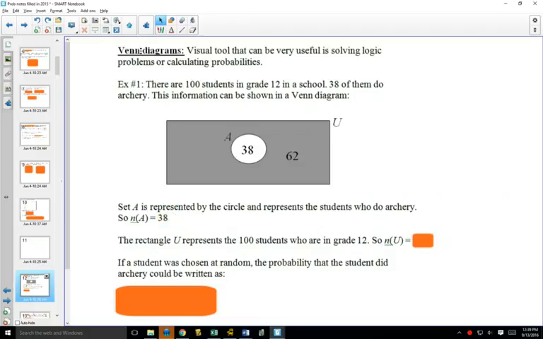So the number that do archery is 38, and the number in the sample space is 100. If you chose a student at random, what's the probability that the student did archery? Well, that's just going to be 38 out of 100.